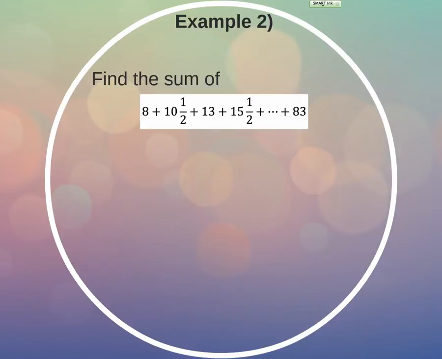So same directions, find the sum. And for this one, I've got 8 plus 10.5 plus 13 plus 15.5 plus a whole bunch of other stuff, and then plus 83.